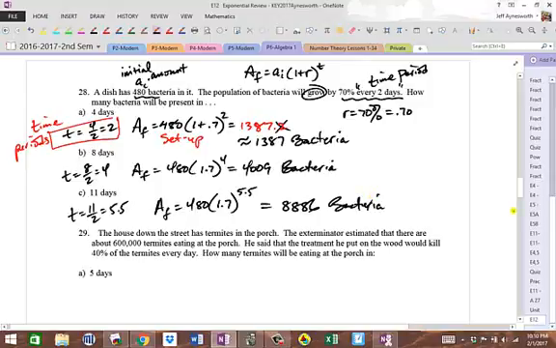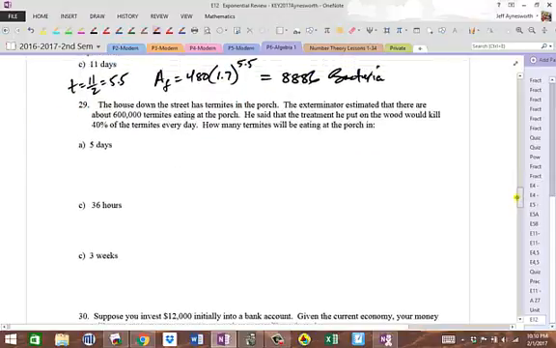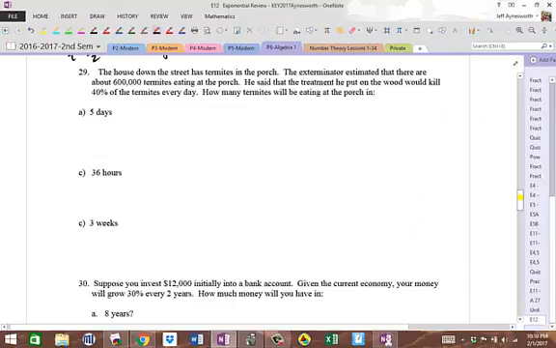All right. Moving along. Next one. The house down the street has termites in the porch. Oh my goodness, that's not good. Termites are bad little dudes. So you call the exterminator, and he estimates there's 600,000 termites eating the porch. Oh my God, what are you gonna do? He said that the treatment he put on the wood would kill 40% of the termites every day.